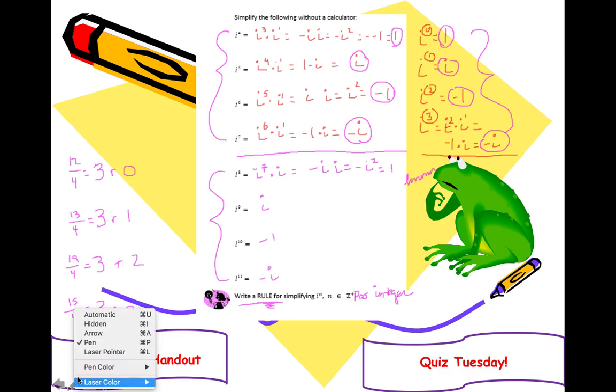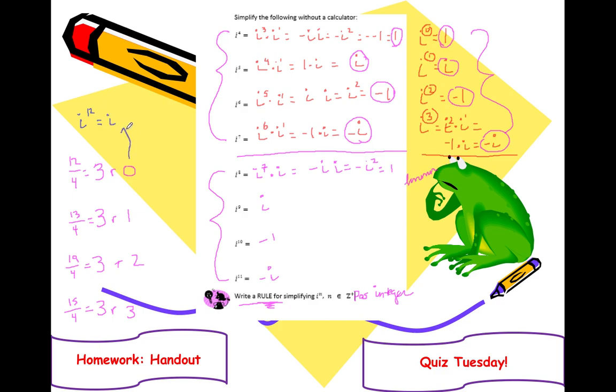So, what does this mean? What do you suppose then i to the 12th is? i to the 12th is going to be the same as i to the remainder of 12 after it's divided by 4. And i to the 0 is 1. What is i to the 13th going to be? It's going to be the same as i to the remainder when you divide 13 by what? 4.